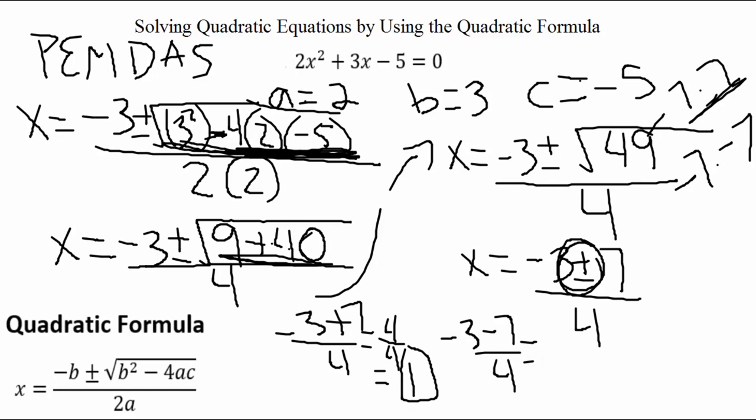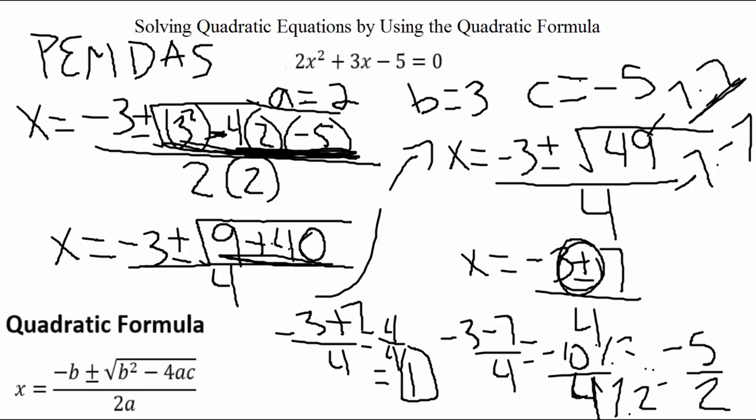Simplifying the next one, -3 minus 7 is a -10 over that 4. And we do need to simplify down that fraction. With 10 over 4, we do have a 2 in common. So we can divide out a 2 to be left with -5/2.